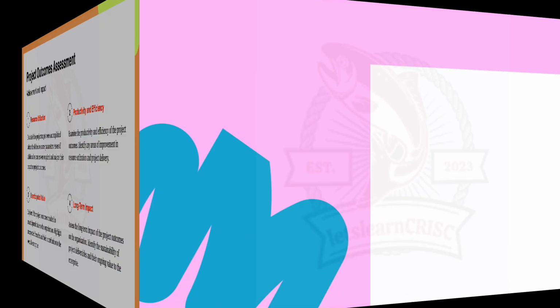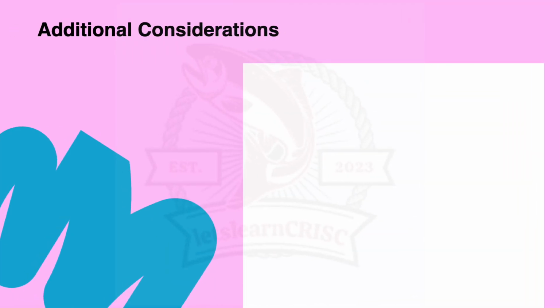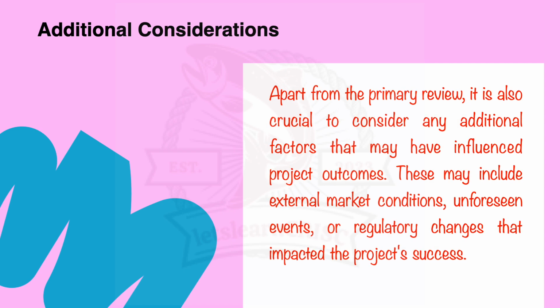Right? Moving next, let's see some additional considerations. Friends, apart from the primary review, it is also crucial to consider any additional factors that may have influenced project outcomes. Right? These may include external market conditions, unforeseen events, or regulatory changes that impact the project's success.